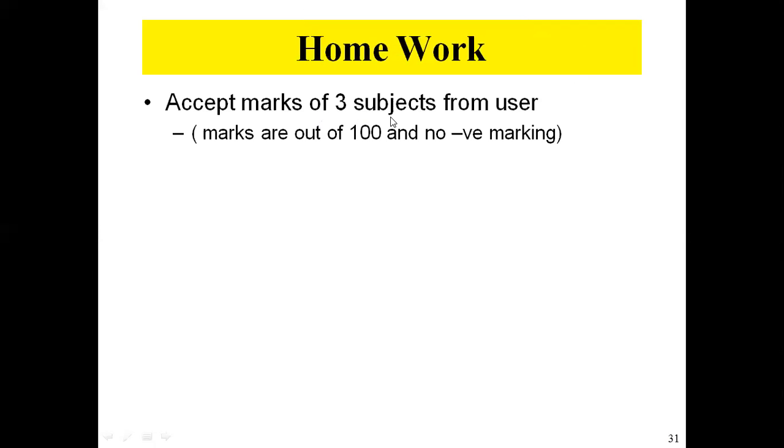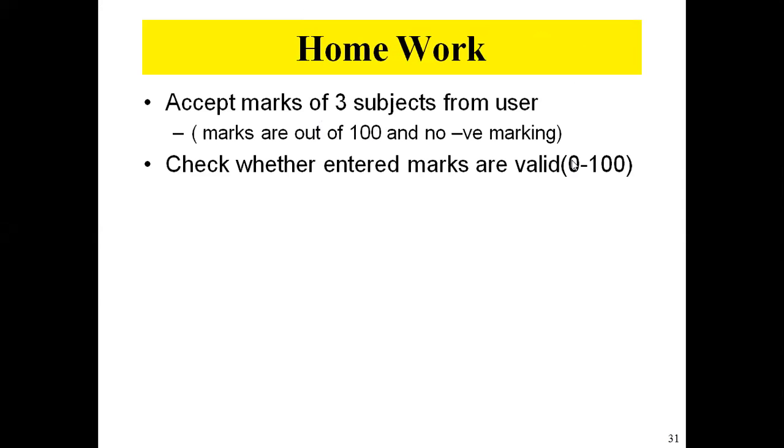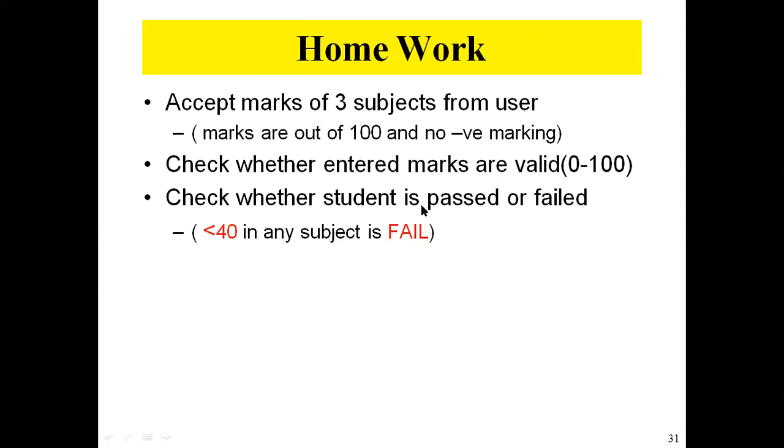After accepting marks of the subjects from the user, marks are out of 100. So you have to do a validation check. There is no negative marking. So what are valid marks? 0 to 100. So check all marks are valid. First of all, if the marks are valid, then you have to check whether the student passed or failed. What is failing? In any subject, if you get less than 40 marks, then declare fail.